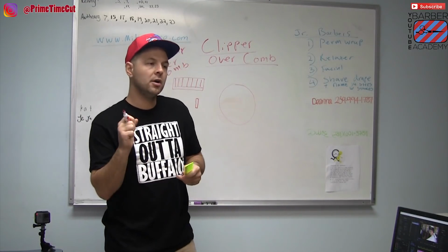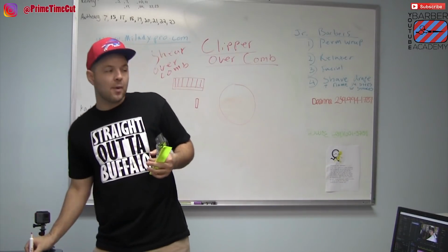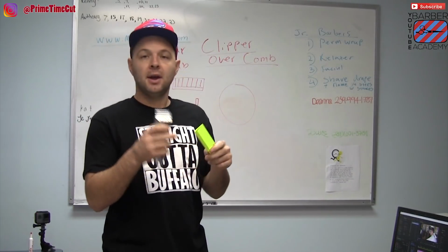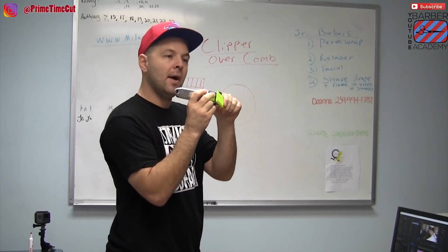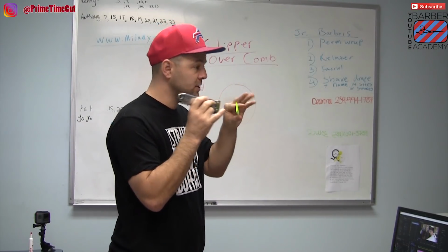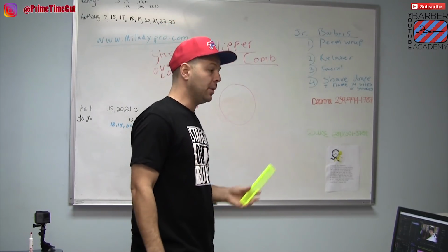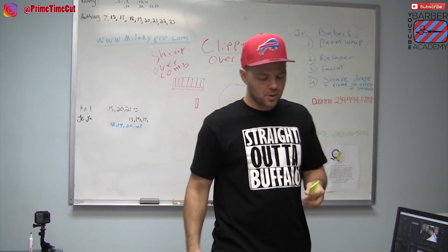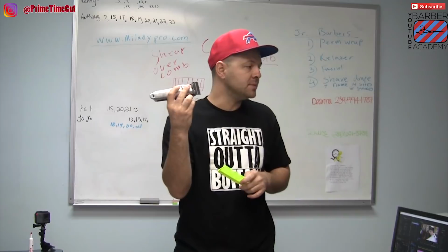So what guard on the clipper will be used when we do the clipper overcomb? In order for it to be that 1.5, I can use this clipper with nothing on it, a 0. All right, and now I have that 1.5 length. If I just was to put this up against somebody's head and shave everything that stuck out, I would have that 1.5 length, right?